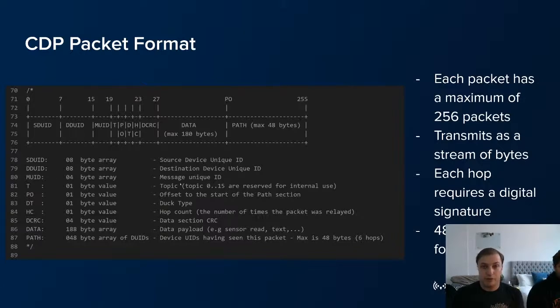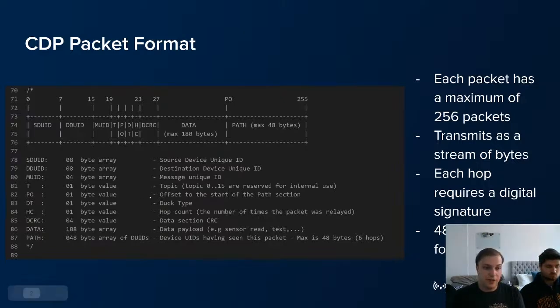We reserve 4 bytes for the message ID, so it's going to be a unique ID each time. Then you have our topic, so we know what kind of data this is, whether that's status data, which is the general topic, or location, like GPS or sensor data. Each of those has a specific byte assigned to it.